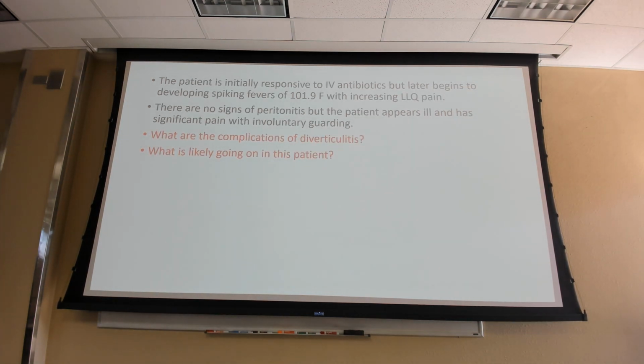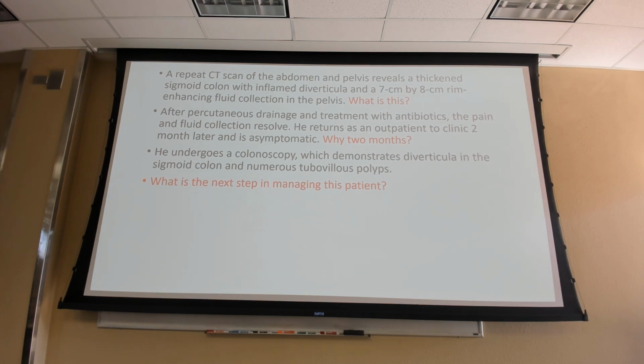All right, so he responds to IV antibiotics, but later develops spiking fevers, increasing left lower quadrant pain, no signs of peritonitis. What do we think is going on with this patient? Maybe, he's got a fever, but is on antibiotics. We've got increasing pain, so we've got to worry about some sort of abscess for this. Obviously perforation as well. All right, so the CT scan shows inflamed diverticula and a 7 by 8 centimeter rim-enhancing fluid collection of the pelvis. So, sounds like an abscess. What are we gonna do for him?